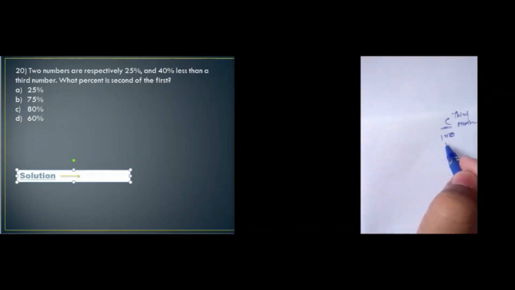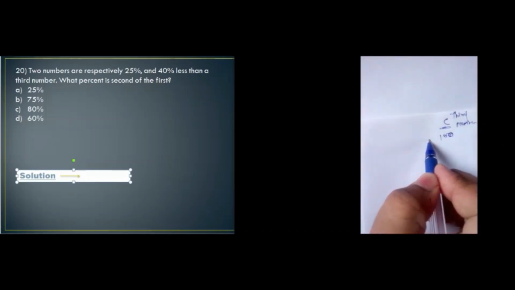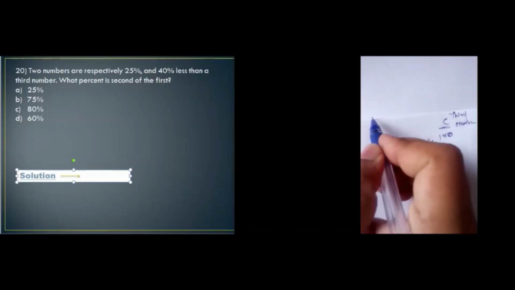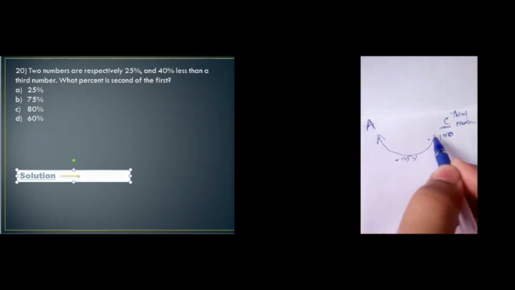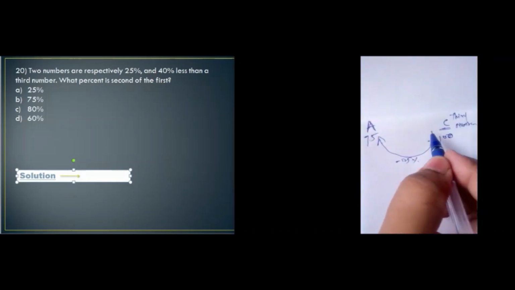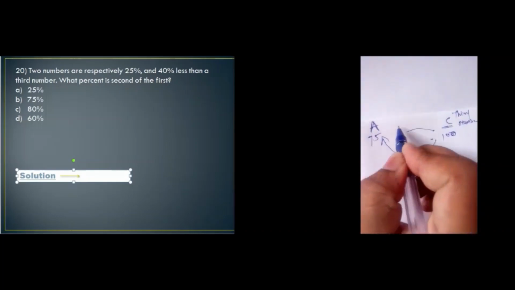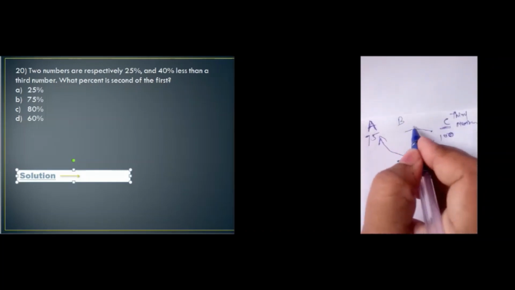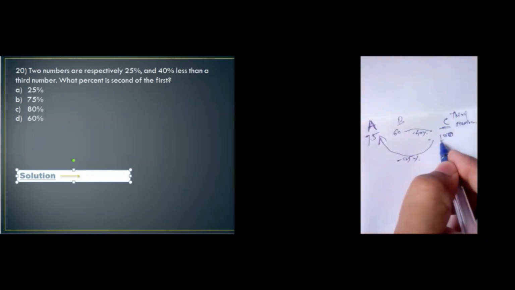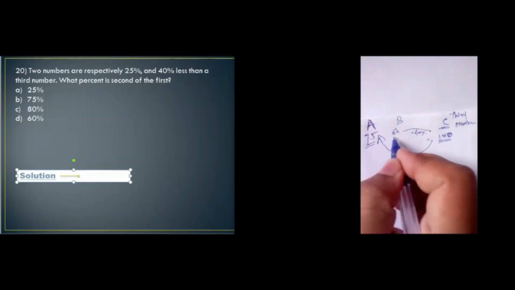So the first two numbers are 25% and 40% less. The first number is 25% less. So let's consider the first number A. 25% less means it will become 75, and the second number is 40% less. Let's consider the second number as B. Minus 40 means 40% less, so it will become 60. So the third number 100, first 75, and second 60.